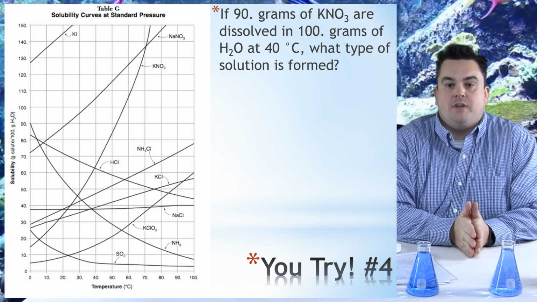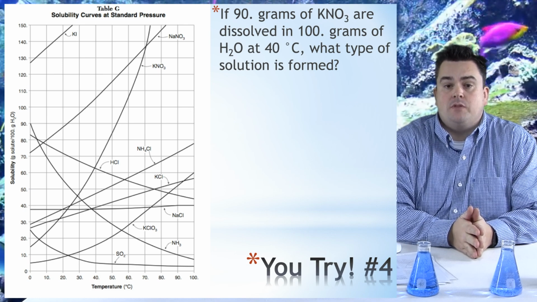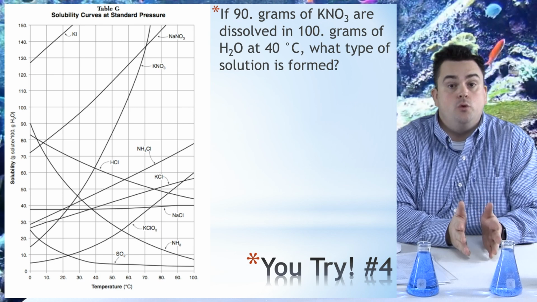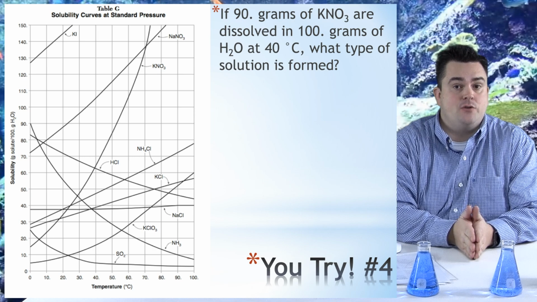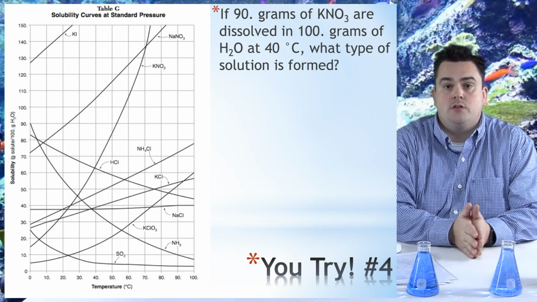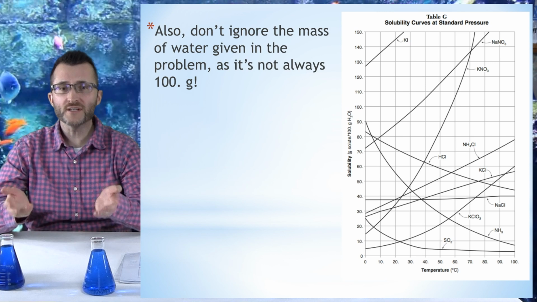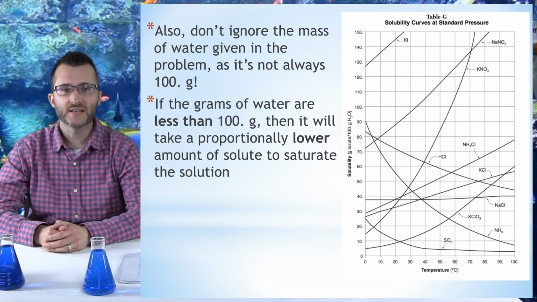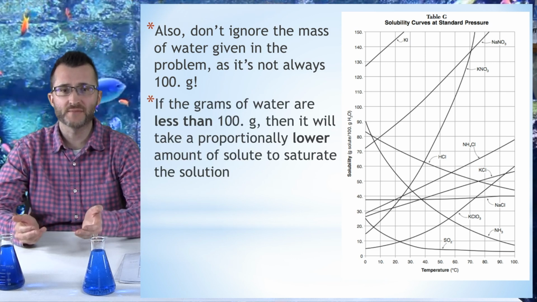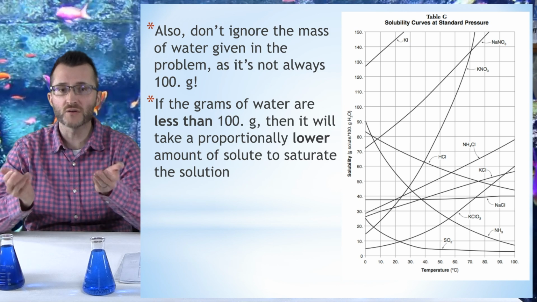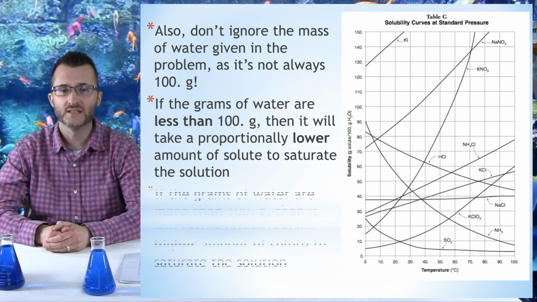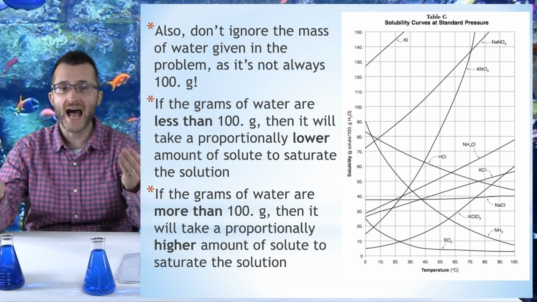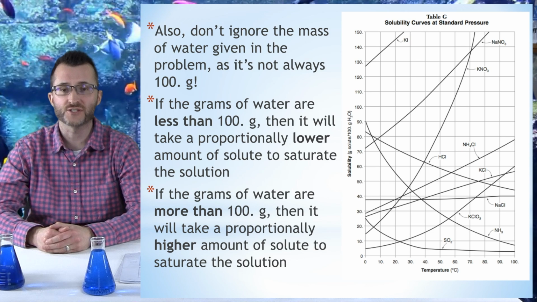If 90 grams of KNO3 are dissolved in 100 grams of H2O at 40 degrees Celsius, what type of solution is formed? Use table G to figure out if this is a saturated, unsaturated, or supersaturated solution. Also, don't ignore the mass of water given in the problem, as it's not always 100 grams. If the grams of water are less than 100 grams, then it will take a proportionally lower amount of solute to saturate the solution. If the grams of water are more than 100 grams, then it will take a proportionally higher amount of solute to saturate the solution.